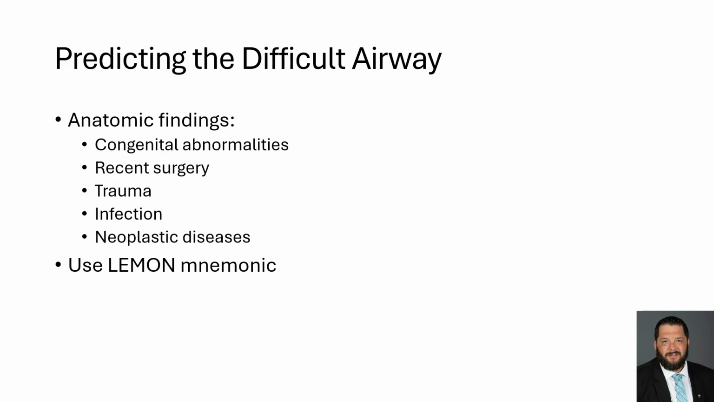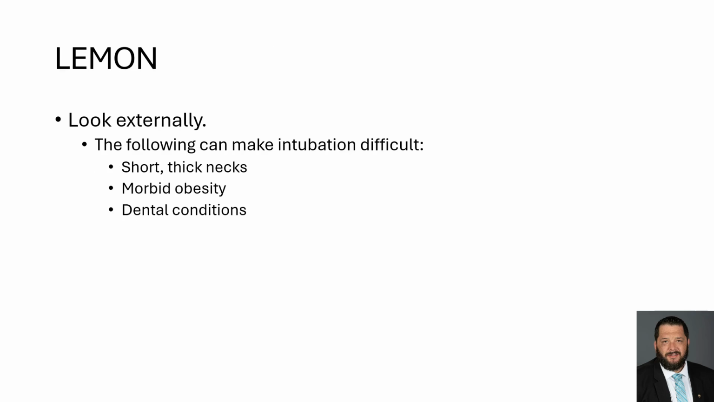One of the things to consider early on in moving toward advanced airway management is predicting the difficulty of the intubation. Anatomical findings like congenital abnormalities or recent surgery, trauma, infection, and neoplastic diseases can all help you predict how difficult the intubation may be, or the procedure for placing an advanced airway in this patient. One of the assessment techniques that we use is the LEMON score. The LEMON score allows us to evaluate a patient based on their physiologic presentation and their physical characteristics, how difficult their intubation may be.